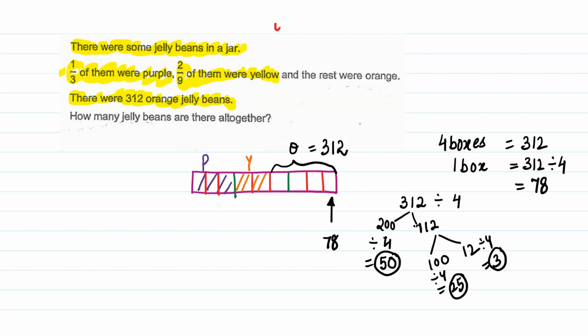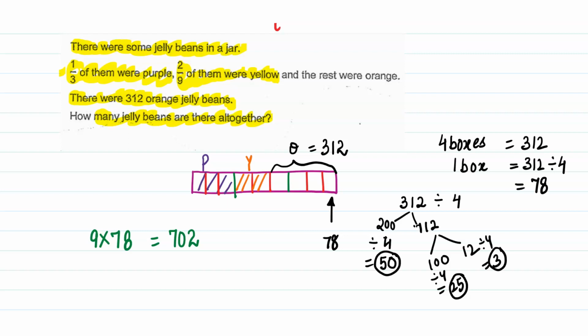Now, what are they asking in the question? Let's see. They are asking how many jelly beans are there altogether. So, we have altogether 9 boxes, and each box is worth 78. So, we can find out the number of jelly beans by multiplying 9 with 78, which is equal to 702.